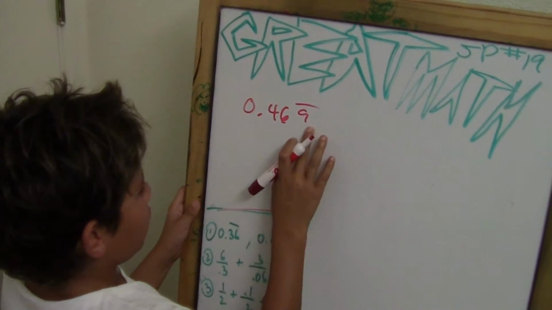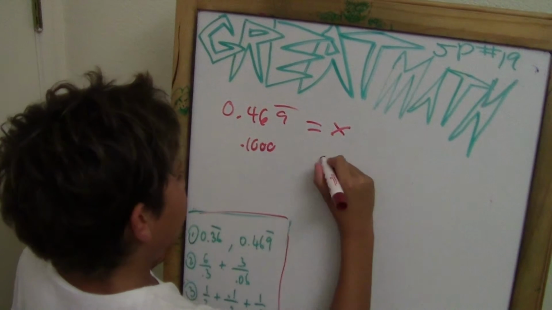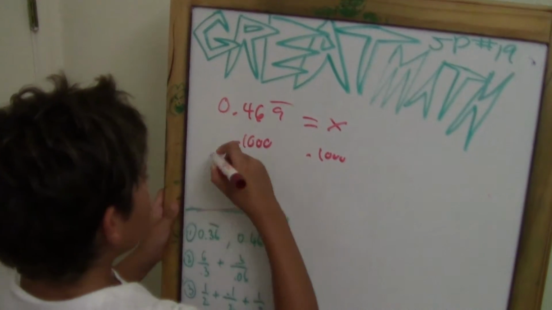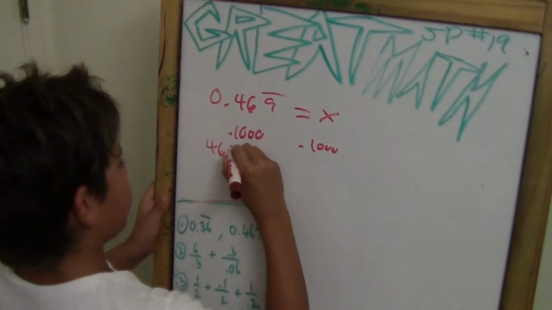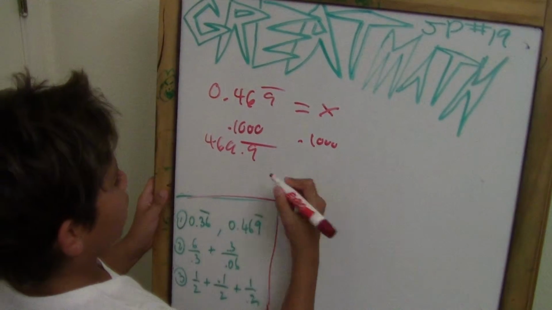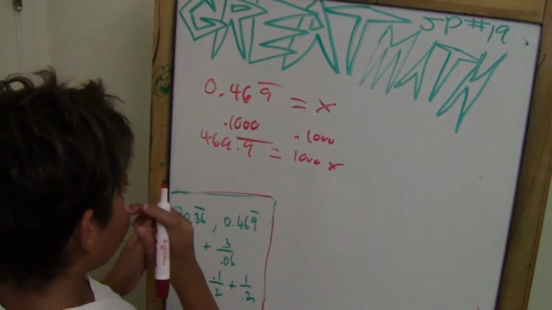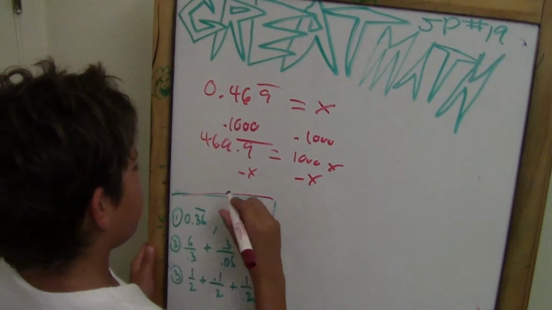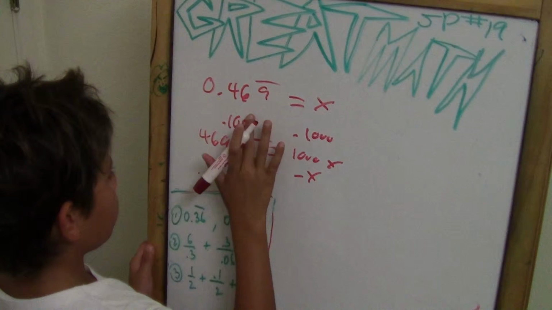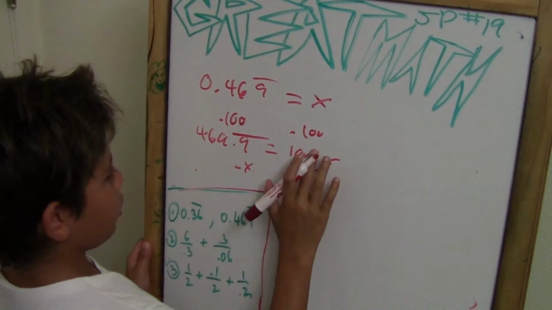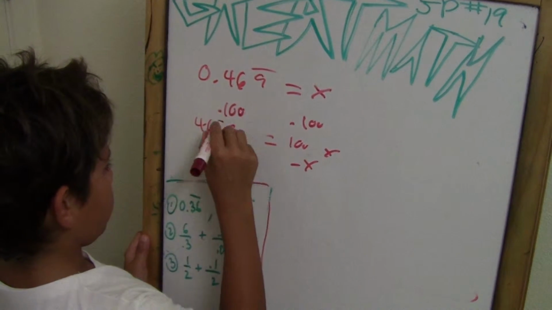We don't like this, we want this, so we would have to multiply by 1,000. Wait, we forgot the x. Multiply by 1,000. If we make a mistake, we will always know, depending on the subtraction. So, just for you guys to know, just in case I make a mistake. Minus x. Actually, no, we just multiply by 100, that's a lot easier. What was I thinking?